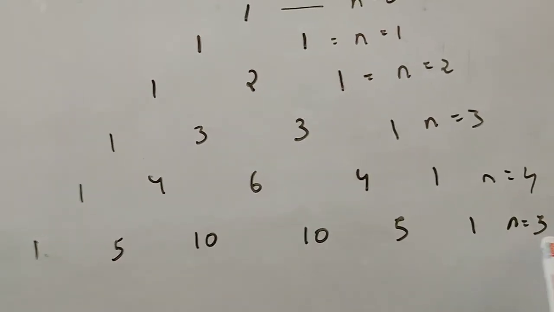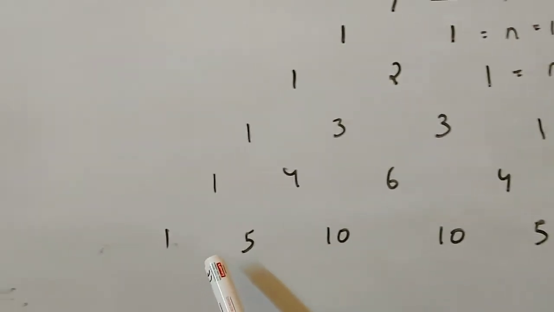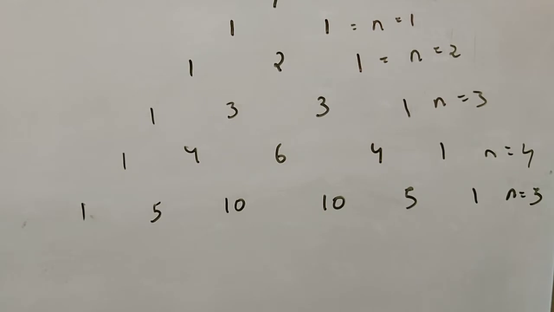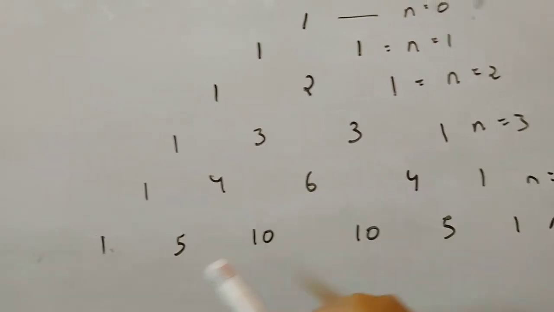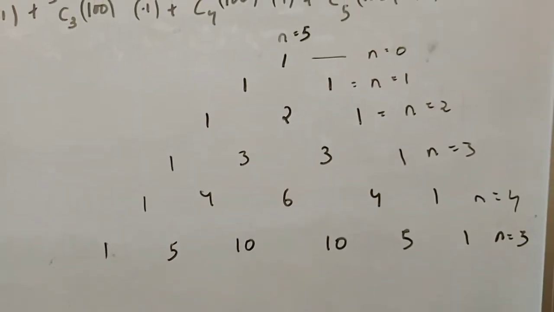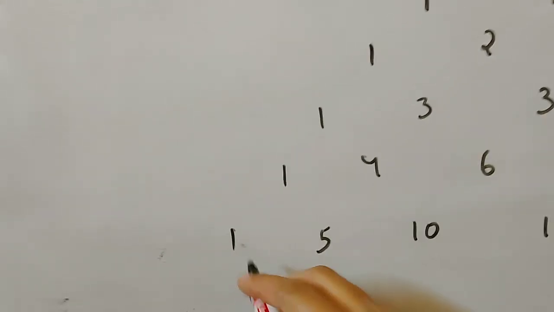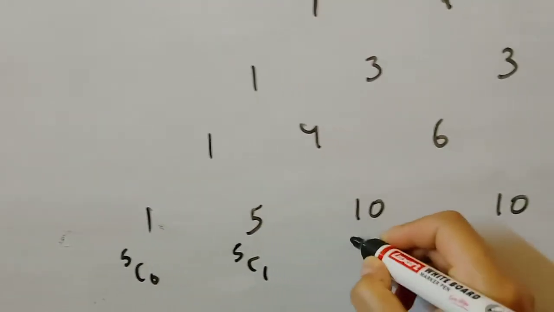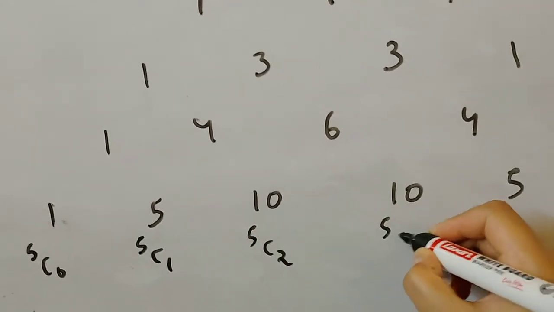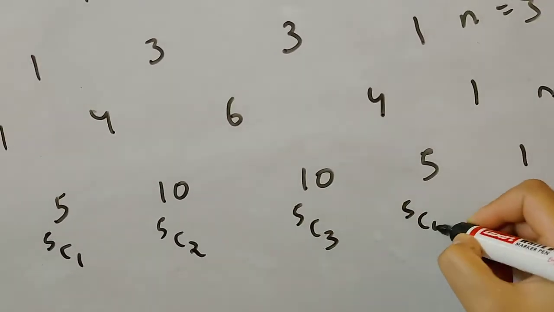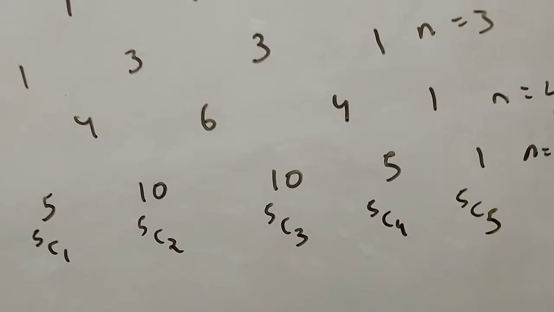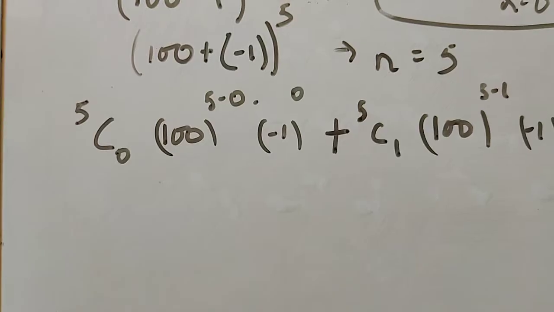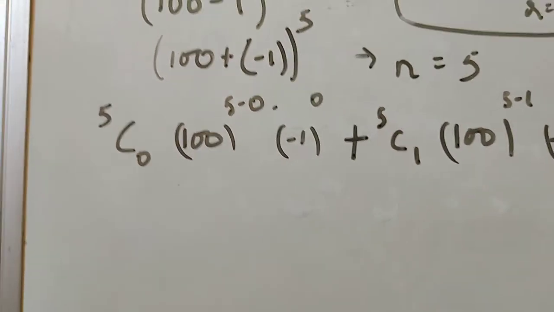Remember, if n is equal to 5, you are going to have 6 terms: 1, 2, 3, 4, 5, 6. One term will be added, so don't forget to put the 1 at the end. So these are my values of 5C0, 5C1, 5C2, 5C3, 5C4, 5C5. Now simply I will put the values.